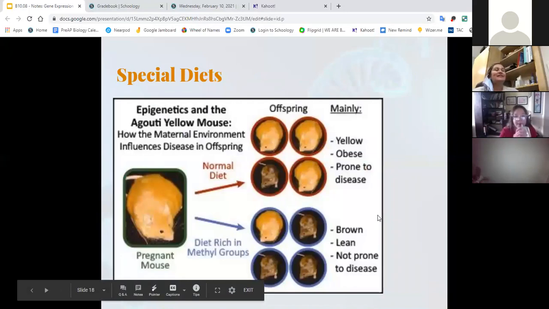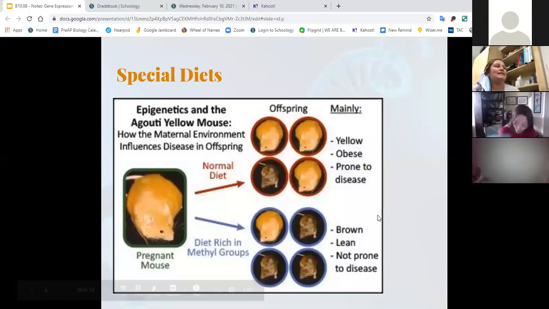All right, and then this also has to do with diets. They had pregnant mice, obviously multiple, they didn't just do one. A set of mice they gave a normal diet, and the offspring were more yellow than brown. They were obese, and they were prone to disease. And then they gave a set of pregnant mice a healthy diet, rich in methyl groups. The offspring were more brown. They were lean, they had muscle, and they weren't prone to disease as much.